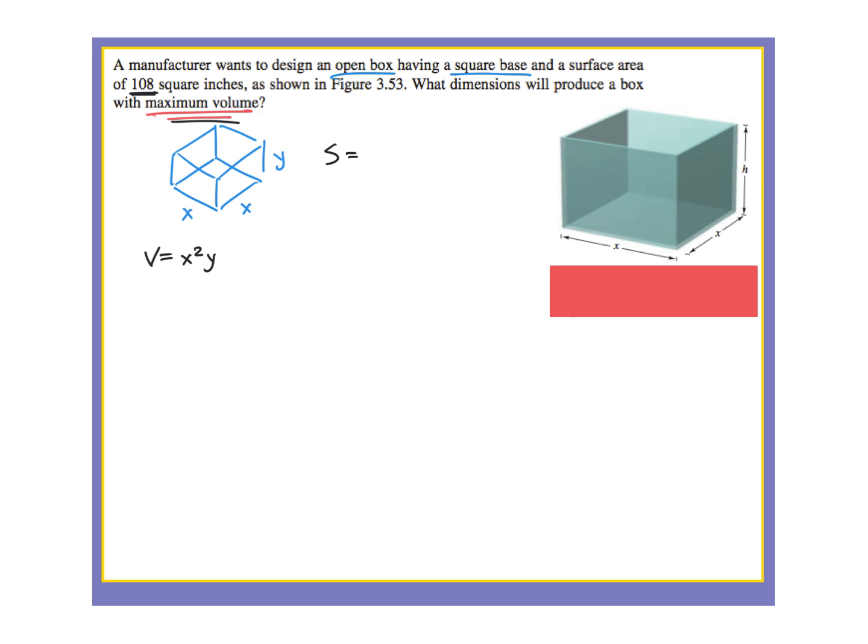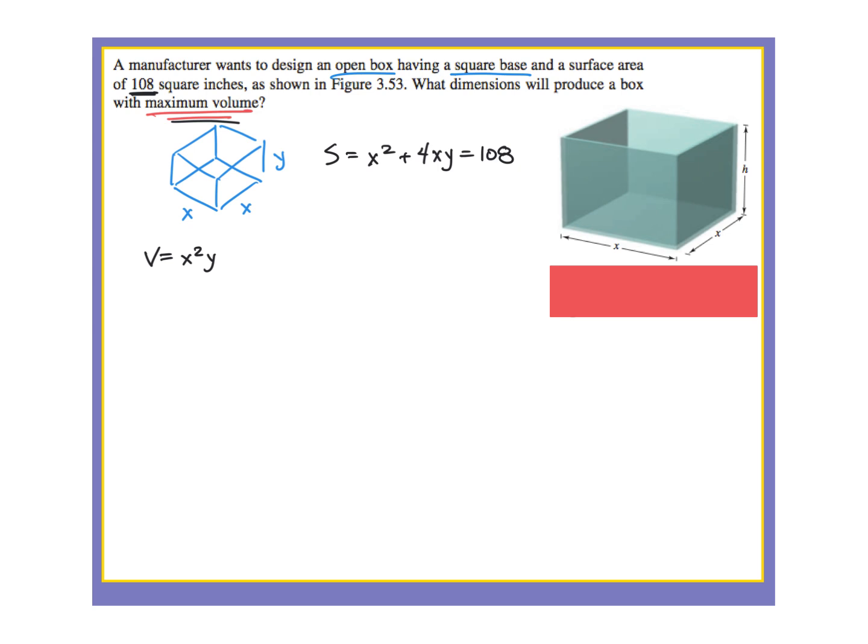All right. However, we need to get a surface area equation. So for surface area, I need to find the area of all the little surfaces that are here. So what's the surface area of my bottom? x squared. And then I need to add up my sides. And so my sides are going to be an area of what? x times y. Well, how many sides am I going to have that are the same? I'm going to have 4 of them. So my surface area is x squared plus 4xy. And what is that going to equal? 108. So that's going to be my secondary equation.